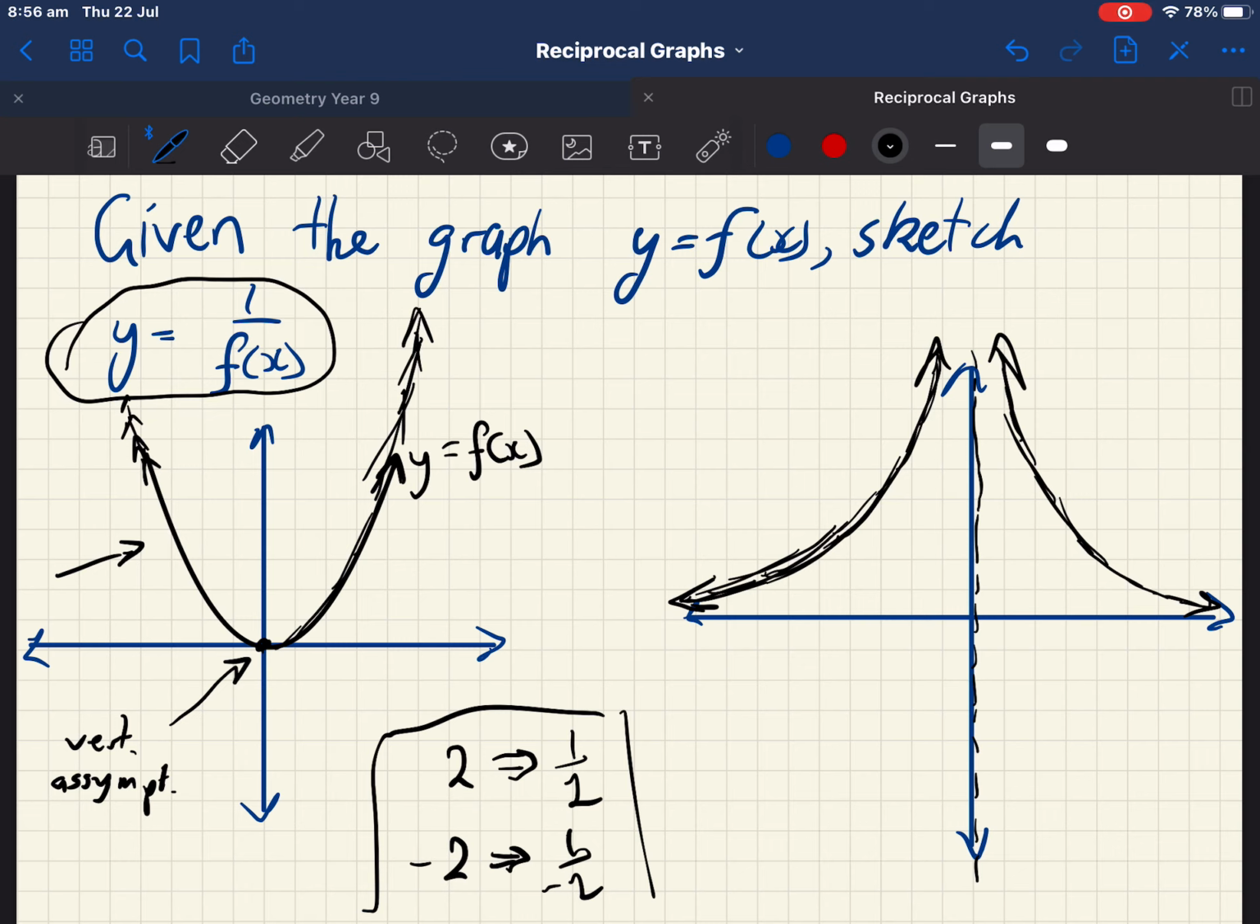Notice how when f of x was positive, our reciprocal was also positive. And I've written down exactly what that was. That was y equals 1 on f of x.